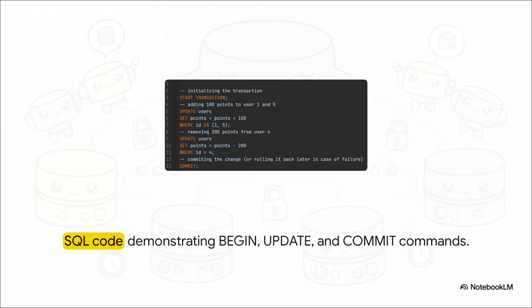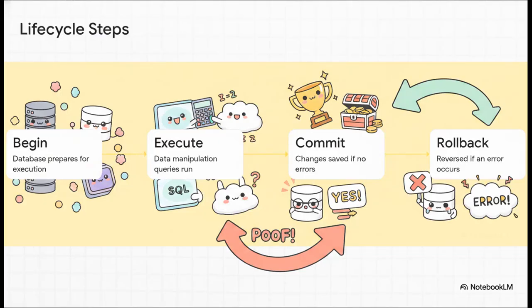You explicitly tell the database to start monitoring by typing start transaction. You run your updates, and then you make it permanent by typing commit. You are literally directing the traffic cop using basic, simple commands. Breaking it down, it's just a 4-step life cycle.